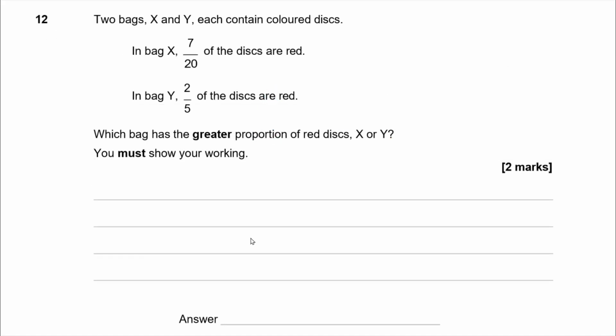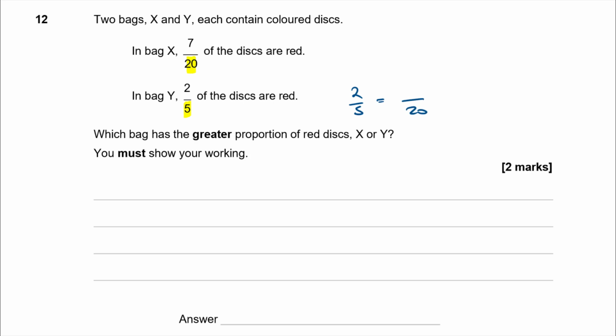Question 12. 2 bags X and Y each contain some coloured discs. In bag X, 7/20ths of the discs are red. In bag Y, 2/5 of the discs are red. Which bag has the greater proportion of red discs, X or Y? Now, basically, all we need to do here is work out which is the bigger fraction out of those two amounts. Now, the problem is, at the moment, we've got different denominators. I've got a 20 up here and a 5 here, so that makes it difficult to compare. But I can pretty easily change 2/5 into 20ths.